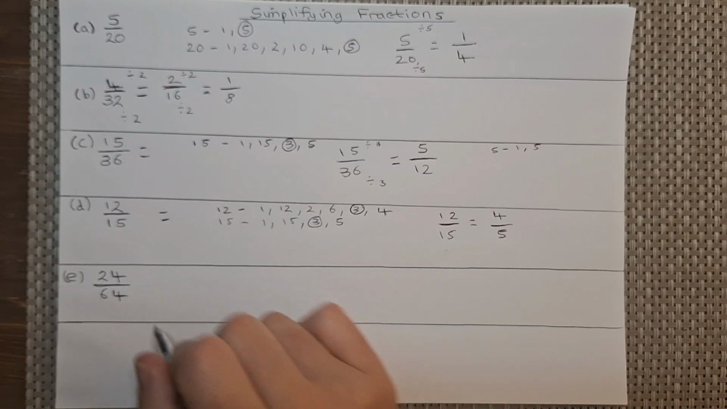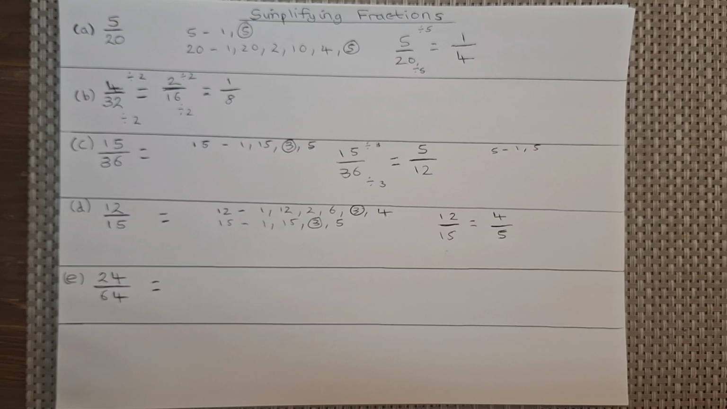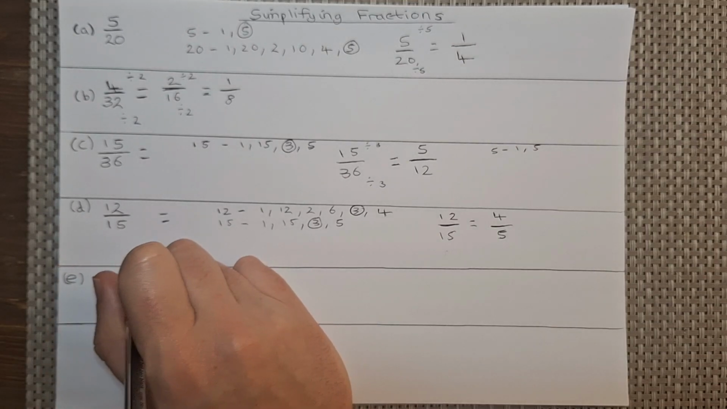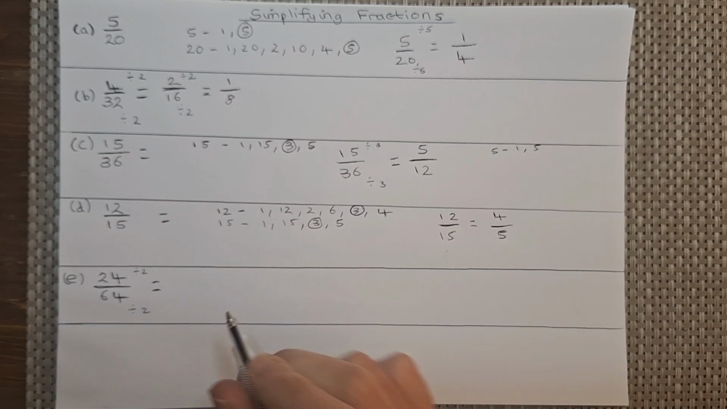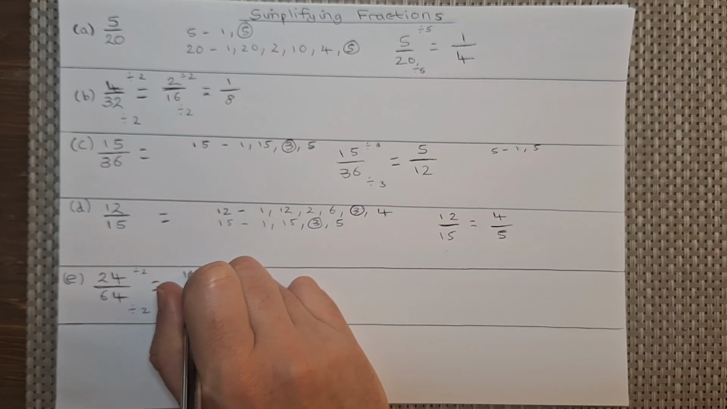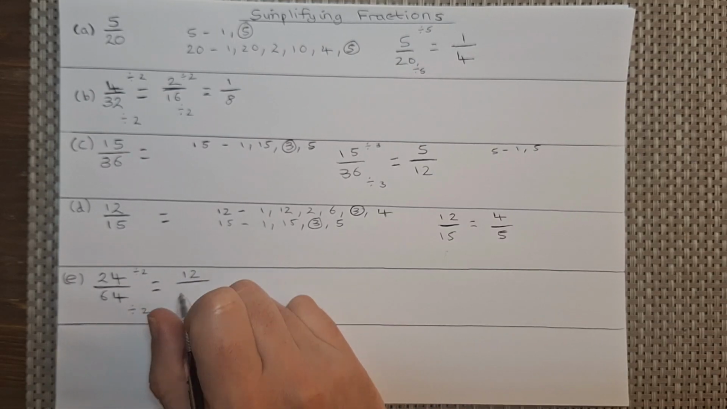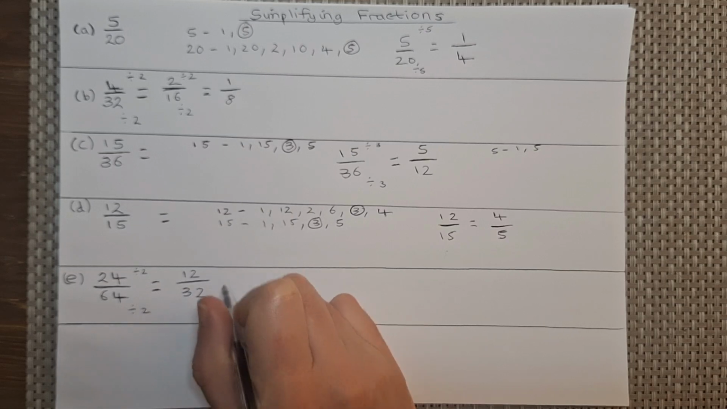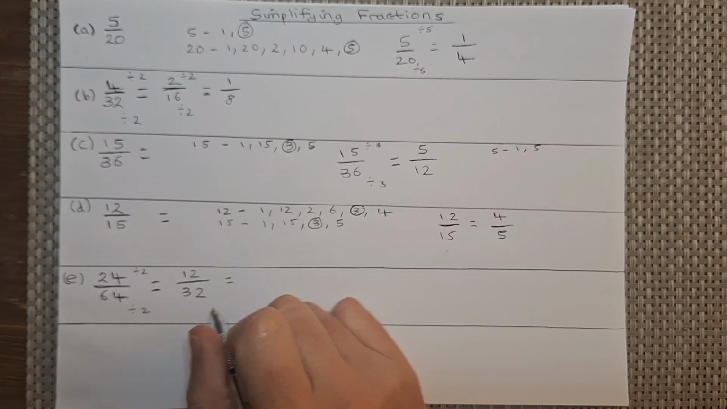Last question, 24 over 64. Now because of the large numbers, don't let that put you off. As you can see, they're both even numbers, so we can simply divide both 24 and 64 by 2, because 2 is a factor of both. So 24 divided by 2 equals 12. 64 divided by 2 equals 32. Now they're both even numbers again, so we can just divide by 2 again.